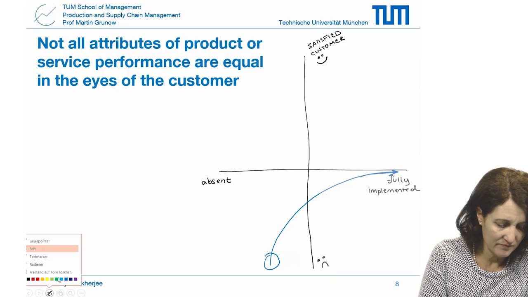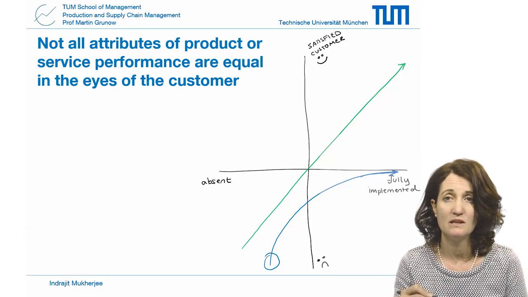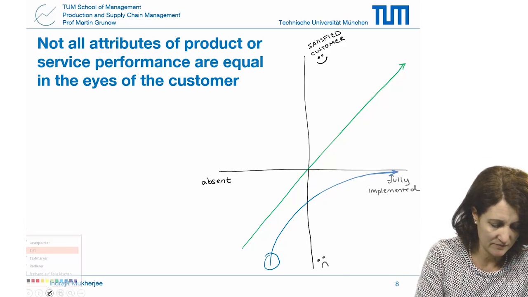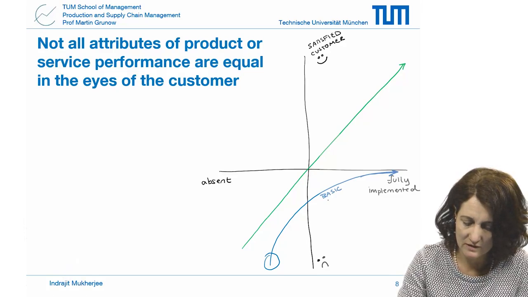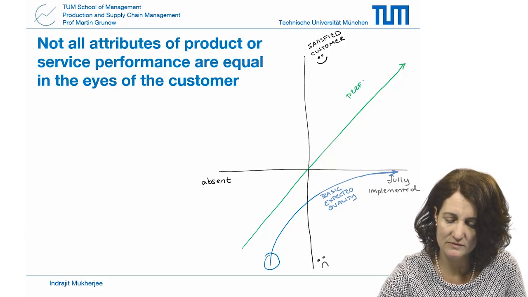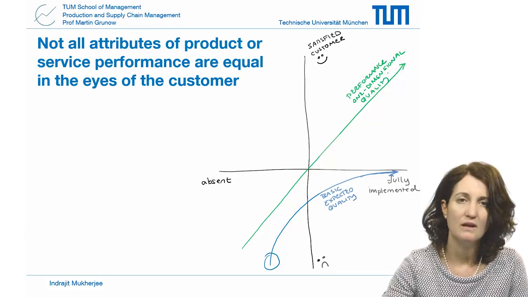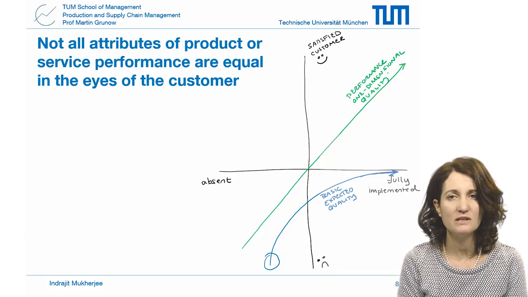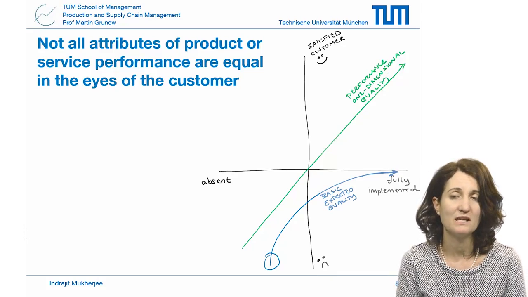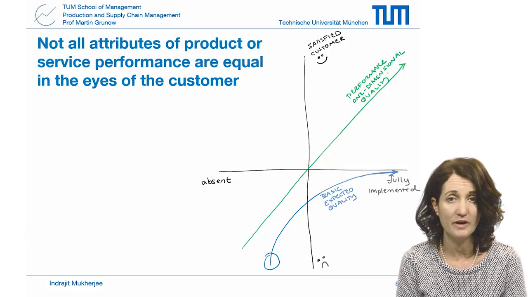Next, we have the green line here, characteristics that meet performance quality. Maybe I should write this down. The blue is your basic or expected quality, and here we have the performance or one-dimensional. What this means is that as your performance improves, you have an increase in satisfaction. There's a linear relationship between the customer satisfaction and the increase in the performance. The more, the better.